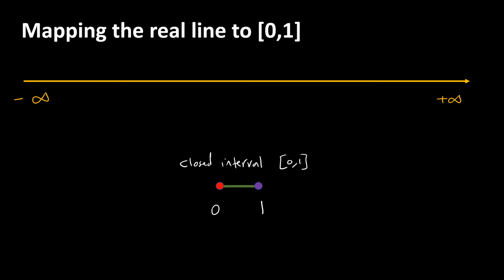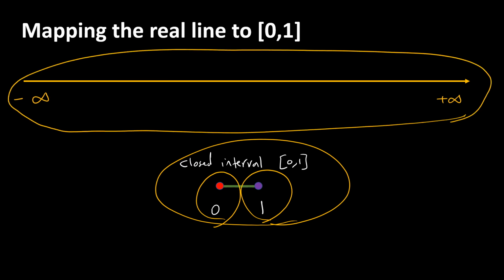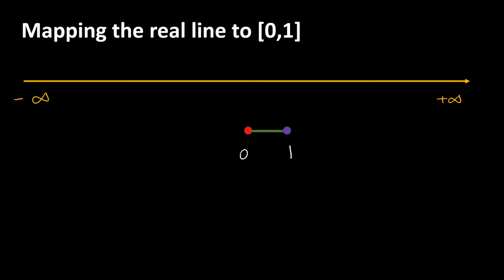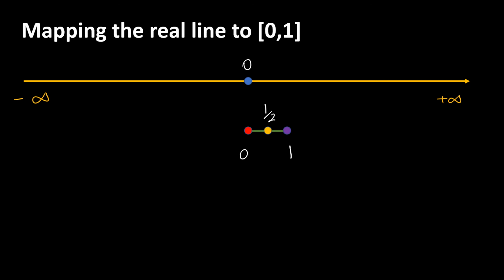In other words, a logistic model maps the real line to the closed interval between 0 and 1 here, where 0 is here and 1 is here. From this line, the real line, we want to get this closed interval. Intuitively, one can map endpoints of the real line to endpoints of this closed interval, meaning mapping negative infinity to 0 over here and mapping positive infinity to 1 over here. Also, we can force the middle point of the real line, which is 0 over here, to get mapped to the middle point of the closed interval, which is 1/2 here.